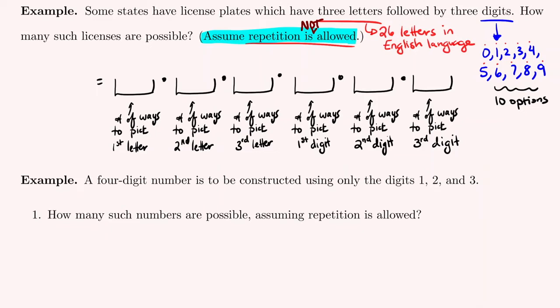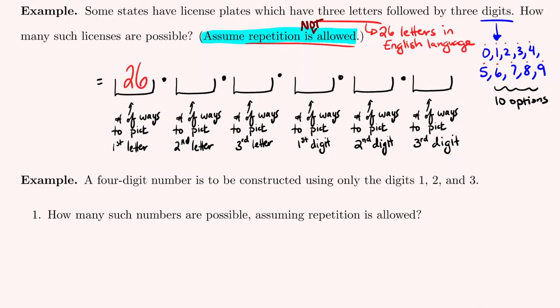So keep in mind this is a completely new problem, and we're determining how many ways we could make license plates with 3 letters and 3 numbers if we do not repeat any letters or digits. So take a moment to think to yourself, how many ways could we pick the first letter if we're picking from the 26 letters of the English alphabet? There's 26 ways. Any of the 26 letters we could pick first.